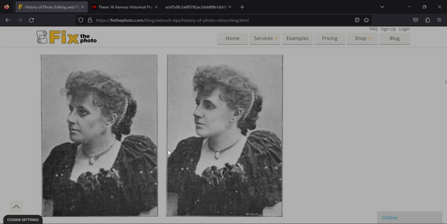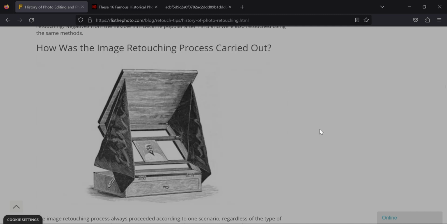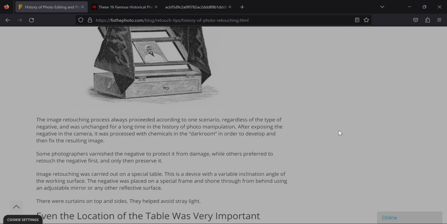But you can see here how they've changed her face. They've edited that in the post-process. So how was the image retouching process carried out? The process always proceeded according to one scenario, regardless of the type of negative, and was unchanged for a long time in the history of photo manipulation.